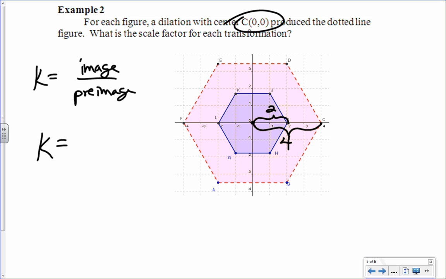Well, the dotted one again is the one produced, so that's the image. So the image is the dotted, so that's 4 over 2, which is 2. So my scale factor this time is 2, which means that the image is going to be twice the size of the pre-image. Again, you can kind of see how they all got dilated out by a factor of 2. And yes, I used GeoGebra to do that, because GeoGebra can do that.